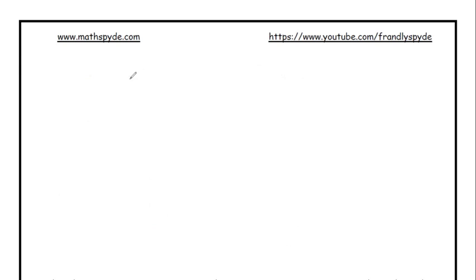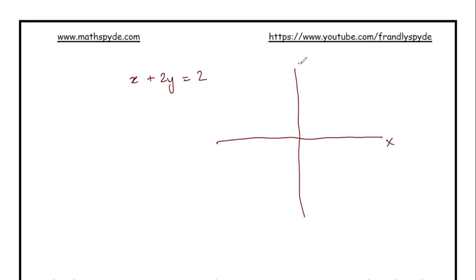So if an equation is given to you, x plus 2y is equal to 2, what does it represent graphically? On a graph paper, you have the y-axis, you have the x-axis. That is the origin out here with the coordinates x and y as 0, 0. So this equation on its own represents a line.